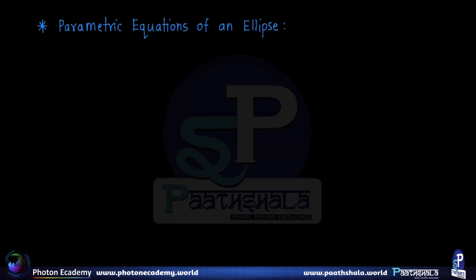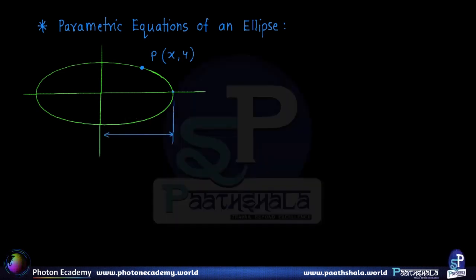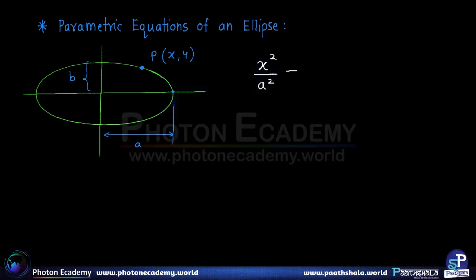Now this is used in defining what is called as the parametric equations of an ellipse. So if we have some ellipse and we have a generic point on that ellipse, say P, x comma y. Now you know that the distance A is nothing but the semi major axis and distance B is the semi minor axis. Now in this case, if you observe the standard equation of the ellipse, that is x square upon a square plus y square upon b square equal to 1.